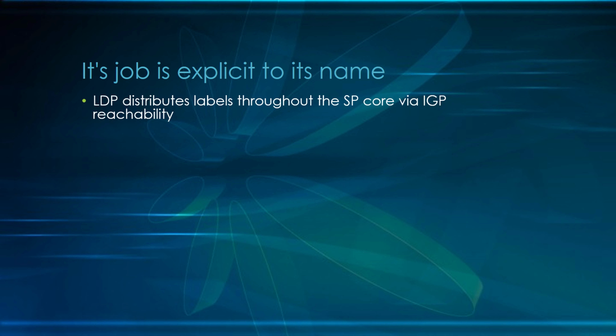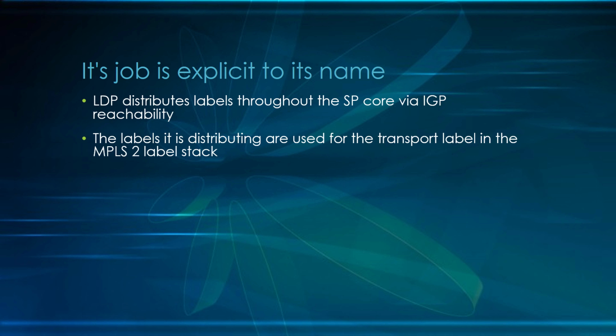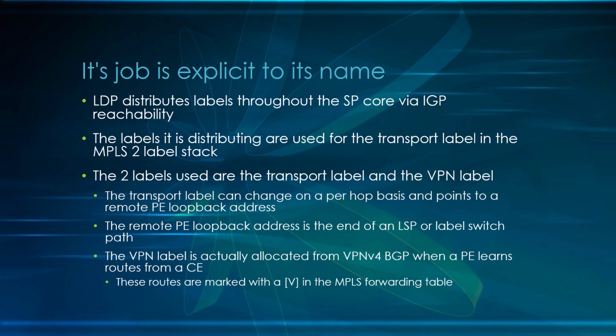Now, its job is explicit to its name. LDP distributes labels throughout the SP core via IGP reachability. The labels it is distributing are used for the transport label in the MPLS two-label stack. The two labels used are the transport label and the VPN label. The transport label can change on a per hop basis and points to a remote PE loopback address. The remote PE loopback address is the end of a label switch path, or an LSP, and the VPN label is actually allocated from VPN-v4 BGP when a PE learns from a CE, and that'll be marked with a V in the MPLS forwarding table.